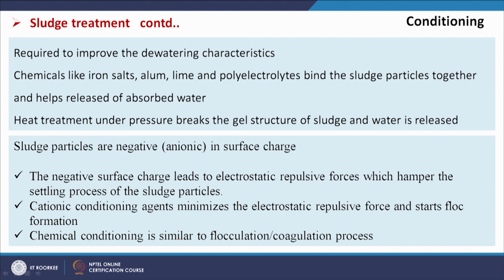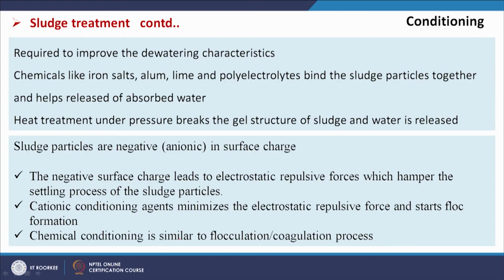As I mentioned, this part is required to make the concentrated sludge more suitable for easy settling and for dewatering. So, it is required to improve the dewatering characteristics. Chemicals like iron salt, alum, lime and polyelectrolytes bind the sludge particles together and help release adsorbed water. Heat treatment under pressure breaks the gel structure of the sludge and water is released.